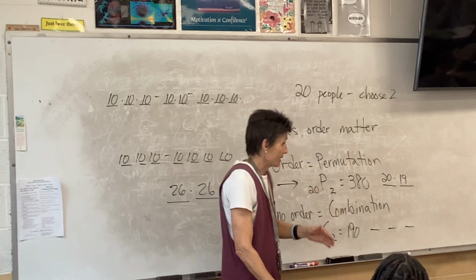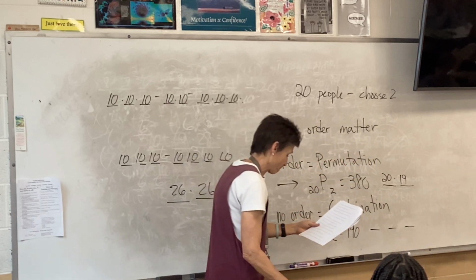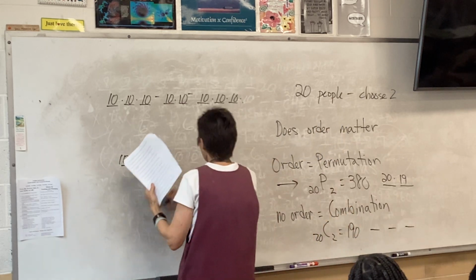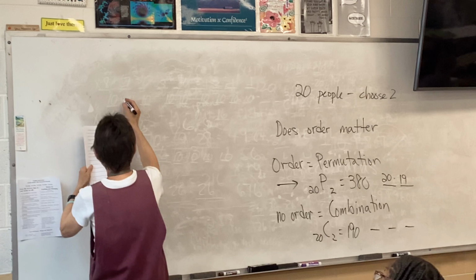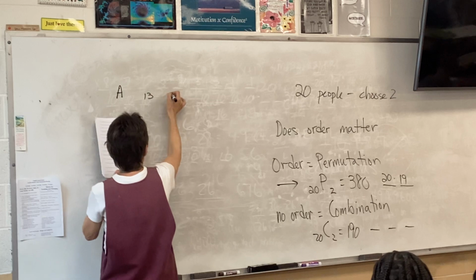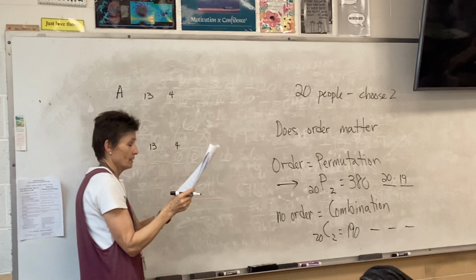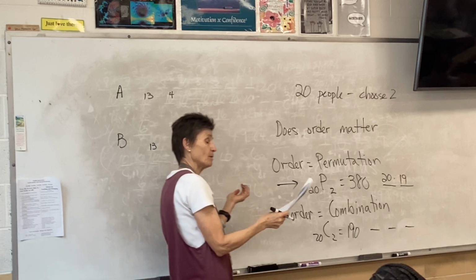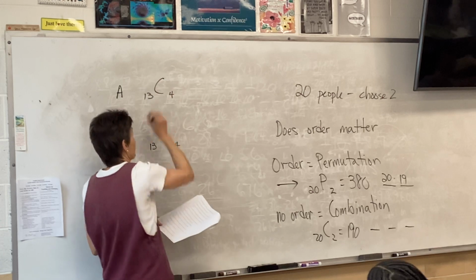Okay, next. I lost my paper. All right, let's look at number 27, A and B. Both problems involve 13 people and you're picking 4. In problem A, am I choosing in order or is there no order? No order, so that's going to be 13C4.